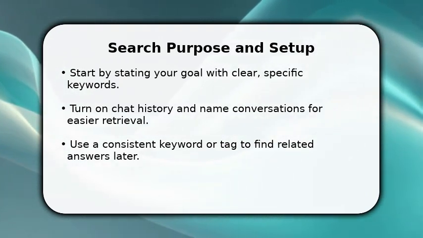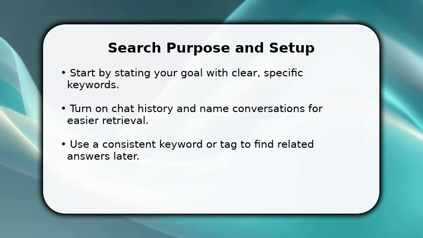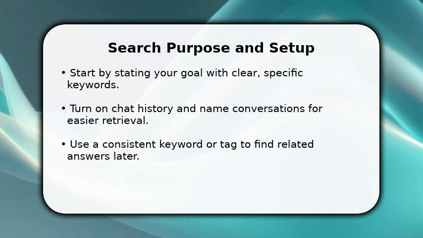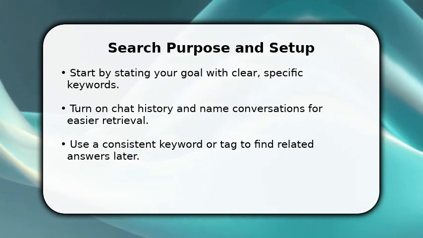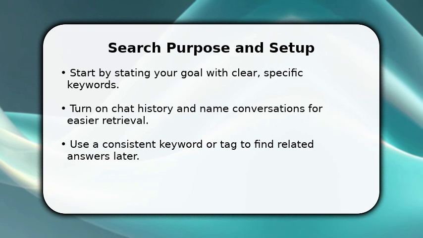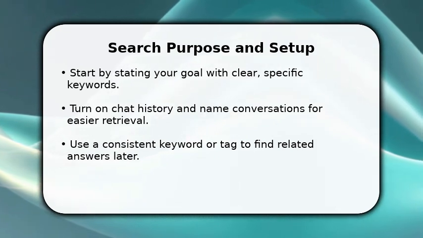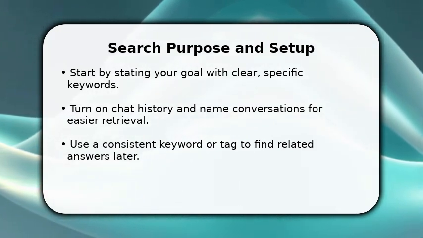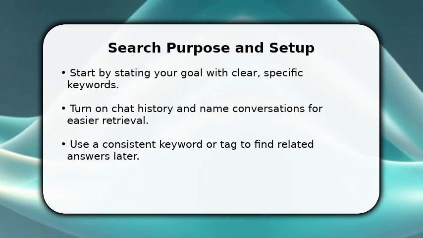Use a consistent keyword or tag across related chats so the model can identify patterns. Mention the type of answer you need, such as a summary, code snippet, or reference. This setup makes later searching faster and more reliable for repeated tasks.